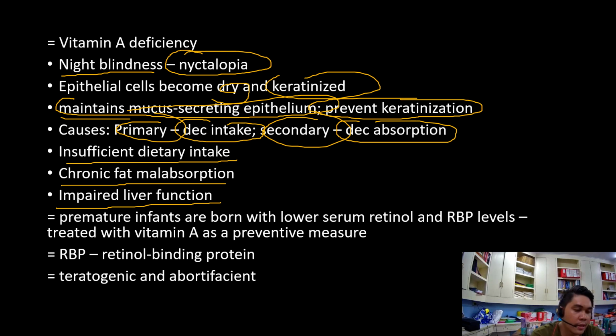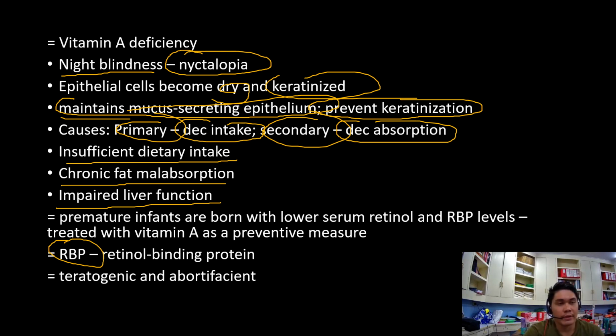Premature infants are born with lower serum retinol and RBP levels, so they are treated with vitamin A as a preventive measure. RBP is retinol binding protein.